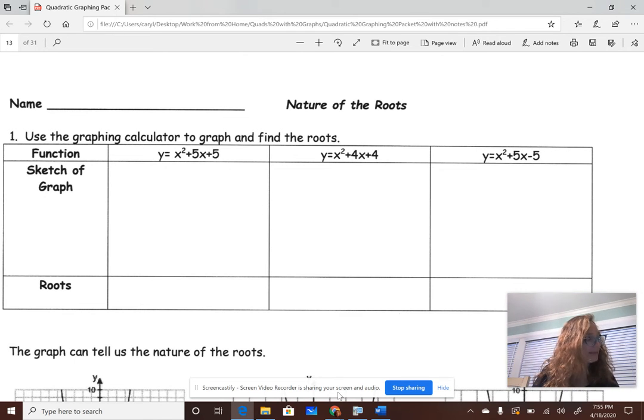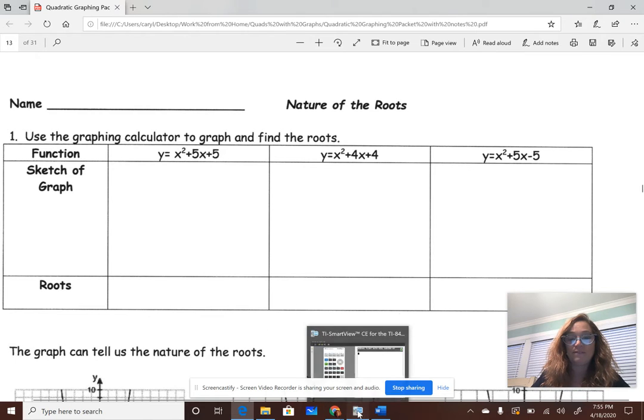Today we are working on pages 13 through 16. I'm going to skip some of the questions for you to do independently on your own, either later on today or tomorrow. Okay, so again, this is page 13. All right, so number one, use the graphing calculator to graph and find the roots.